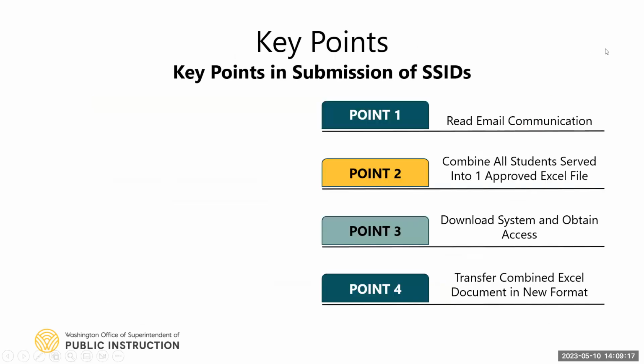So the key points to this work are: you're going to read the email communication that was sent, make sure to combine all students served into one approved Excel file, make sure you are downloading the core FTP system and obtaining access and can log in, and then log in and transfer files from your computer over to the folder that is there. Again, we will walk through this process, and you need to make sure that you are absolutely putting it into the folder and not into the box.